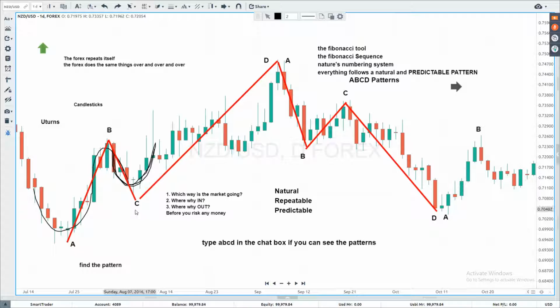A low price. So you found U-turn, U-turn, U-turn. Now you got A, B, and C. All you have to do now, gang, is what? See, now that you've found the pattern, see if it's natural and predictable. How in the world am I going to do that? I'm going to show you.